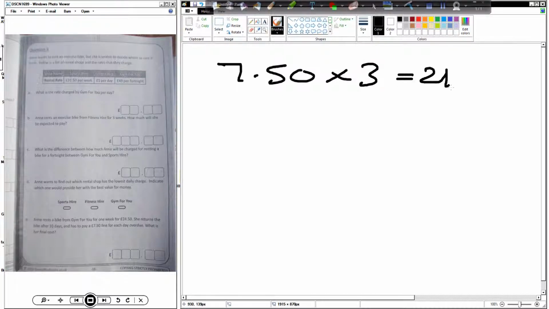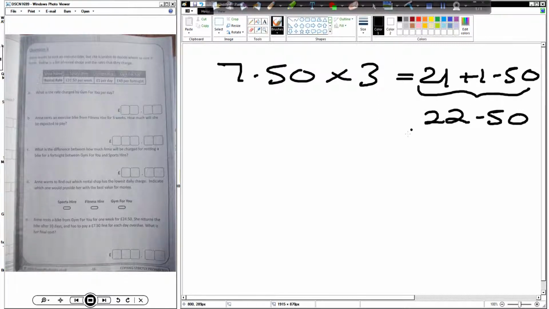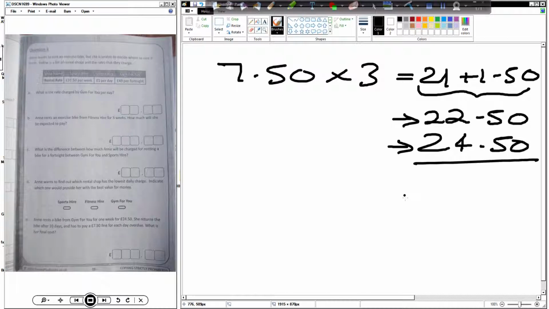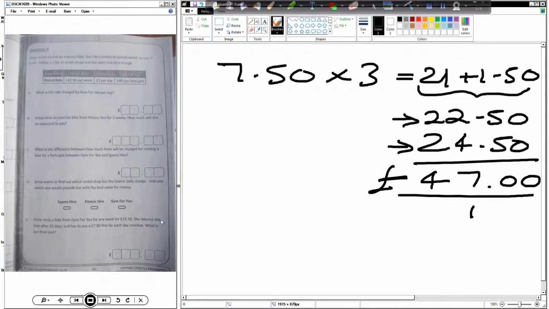Well, 7 times by 3 is 21. Half a pound times by 3 is £1.50. So how much is the fine for 3 days? £22.50 is the fine. The question was, what is her final cost? So how much did she pay originally? £24.50. And how much was the fine? £22.50. So we got to add them up. Is that right? Yes. £47. And that's E.